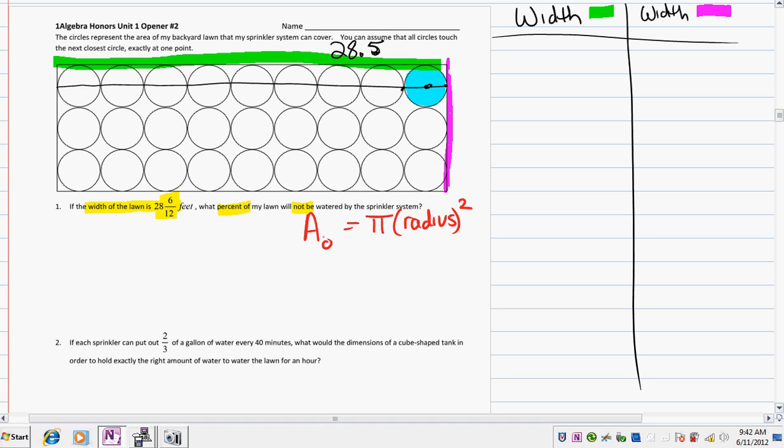And since we know these sprinklers look the same size and they touch at one point, we know we have 1, 2, 3, 4, 5, 6, 7, 8, 9 diameters, which means we have 18 radii, twice as many, because the radius goes from center to edge. So how long is a radius? Well, I take 28 and a half, and I can divide it by my 18 radii to tell me how big one of the radii is.